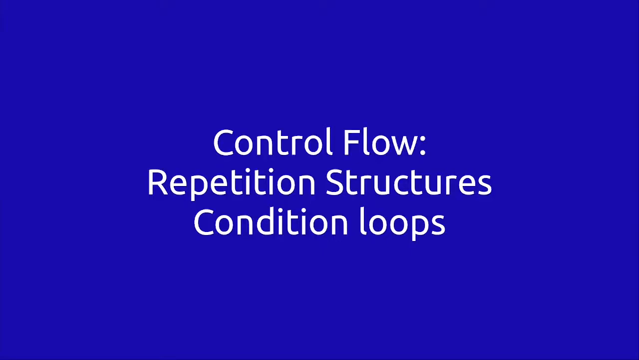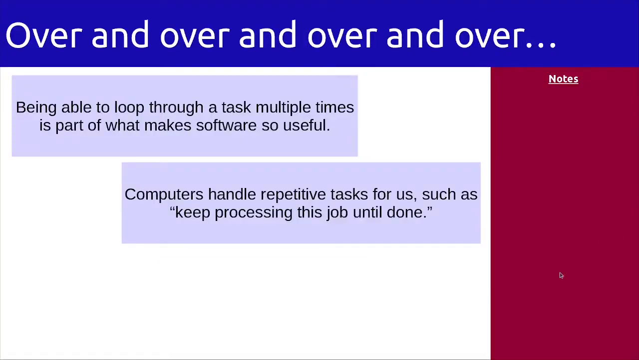Often in programming, we have to do the same kind of task multiple times. So now we'll talk about repetition structures, otherwise known as loops, and in this part, the condition loops. Being able to loop through a task multiple times is part of what makes software so useful. Computers can handle repetitive tasks for us, such as keep processing this work until it's done.